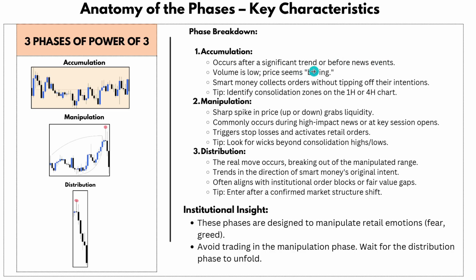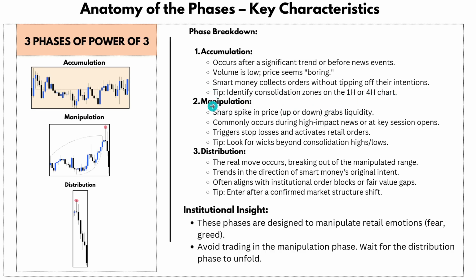It seems like it's boring, right? Because there's no momentum. It's just moving sideways. It's sticking inside of this box right here before we get the second move, which is our manipulation. Smart money collects orders without tipping off their intentions. One of the key tips is to identify consolidation zones on the 1-hour or 4-hour chart.